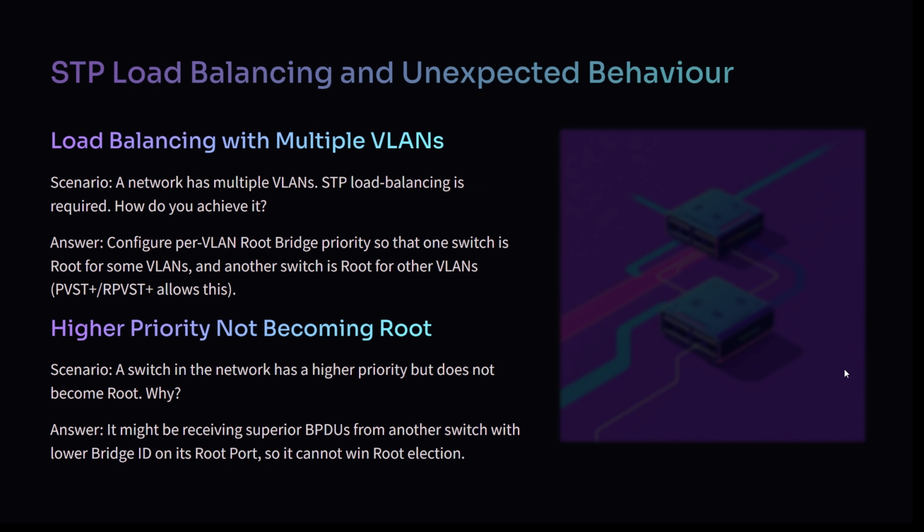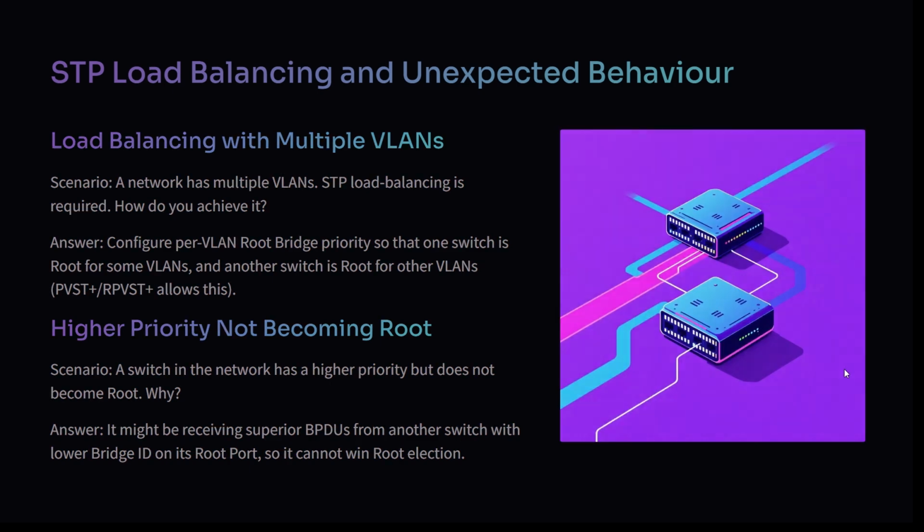Higher priority not becoming root. Scenario: a switch in the network has a higher priority but does not become root. Why? Answer: it might be receiving superior BPDUs from another switch with lower bridge ID on its root port, so it cannot win root election.